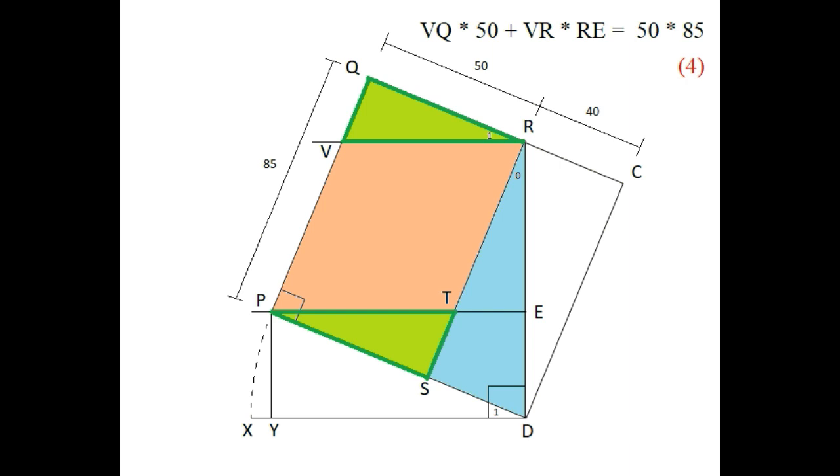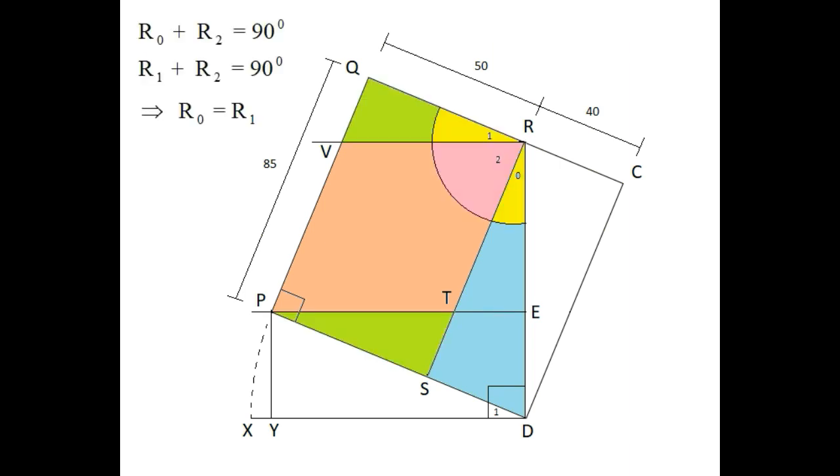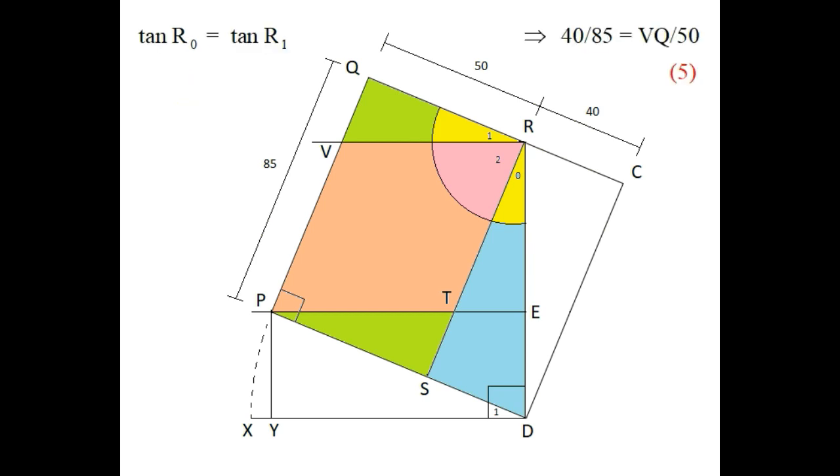This is equation 4. Take a look at corner R, which we have divided into 3 subangles. The yellow ones, the angle called R0 and the angle called R1, must be of equal size. After all, if both angle R0 and angle R1 can be complemented by angle R2 to give right angles, then angle R0 must surely be equal to angle R1. This means, of course, that the tangent of R0 also equals the tangent of R1. This in turn implies our equation 5. 40 divided by 85 equals VQ divided by 50.